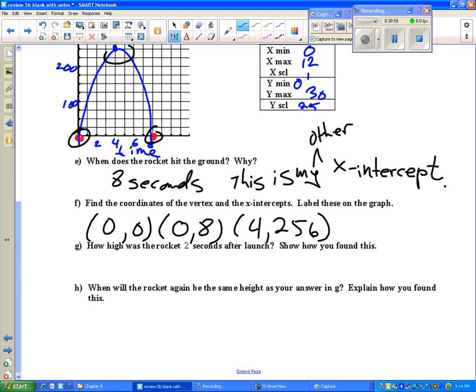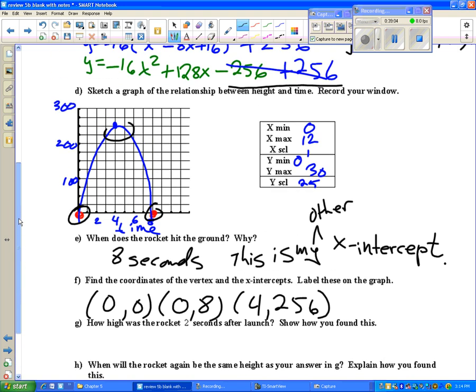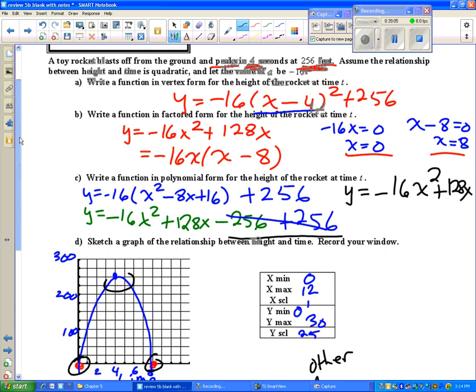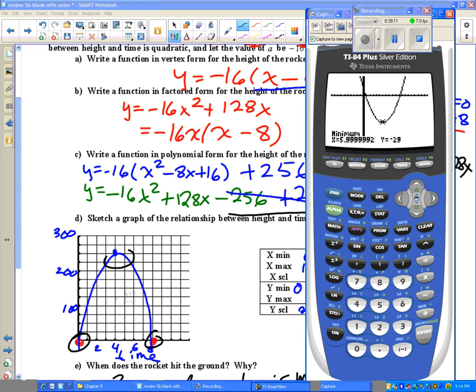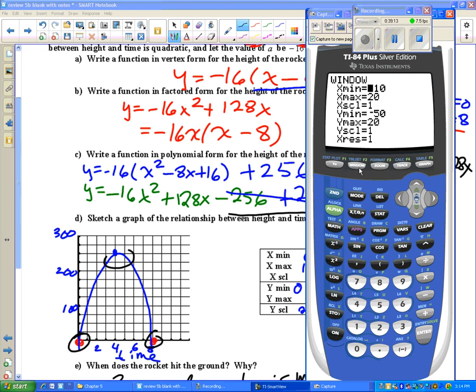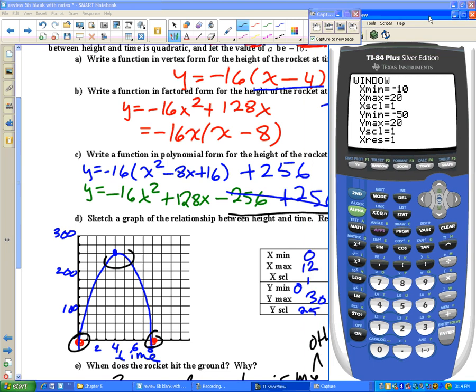How high was the rocket 2 seconds after launch? Show how you found this. Okay, I need to pick one of these three equations. I don't care which. I'm going to pull out my handy-dandy calculator. I'm going to make my window match the window that I have here. So I'm going to go from 0 to 12, counting by ones. I'm going to go from 0 to 300, and I'm counting by 25s.